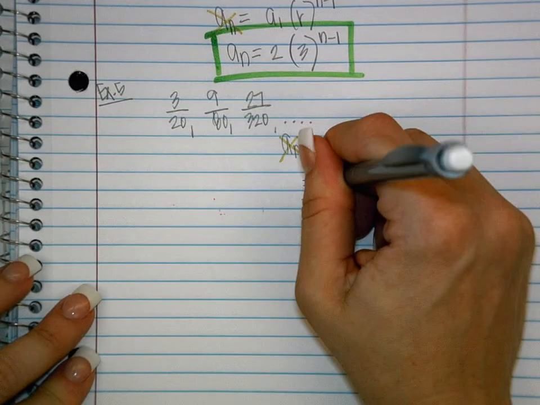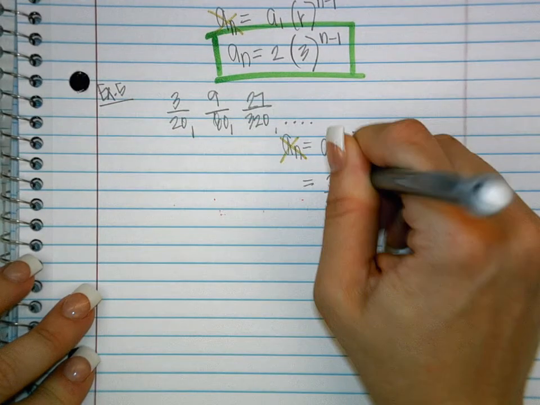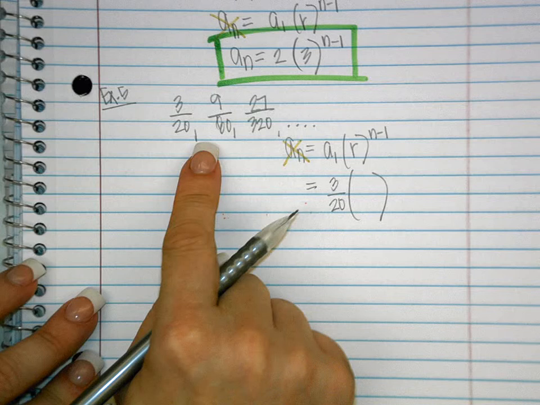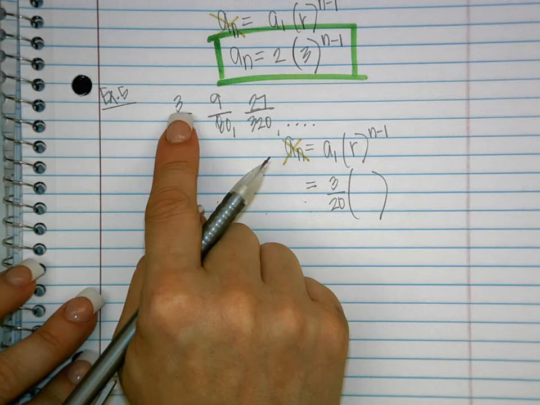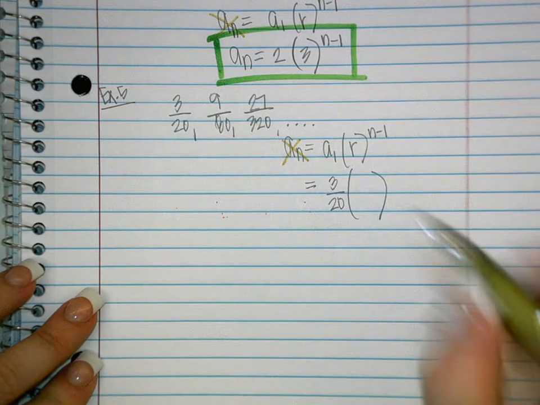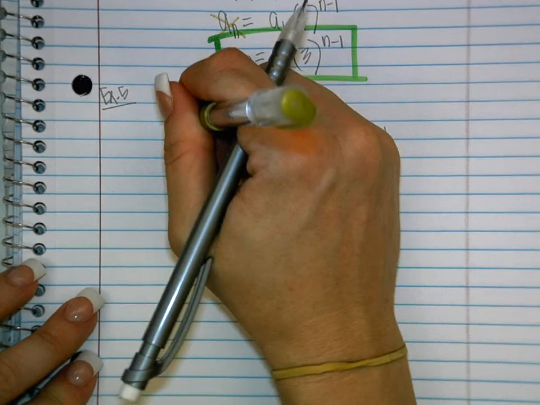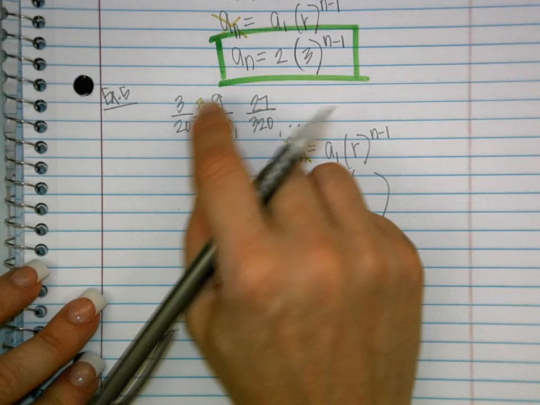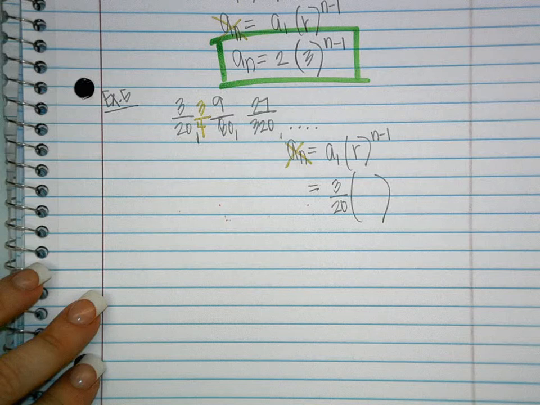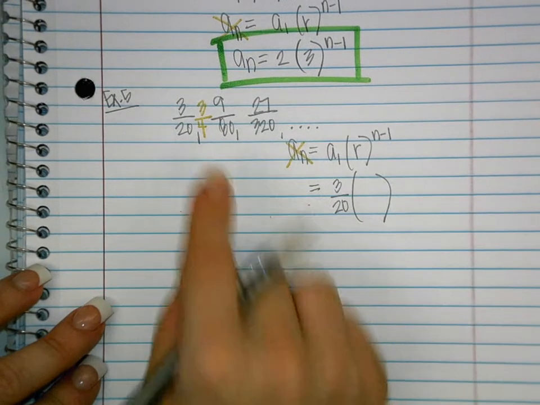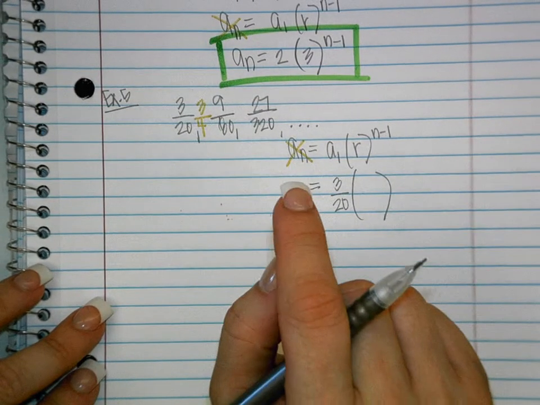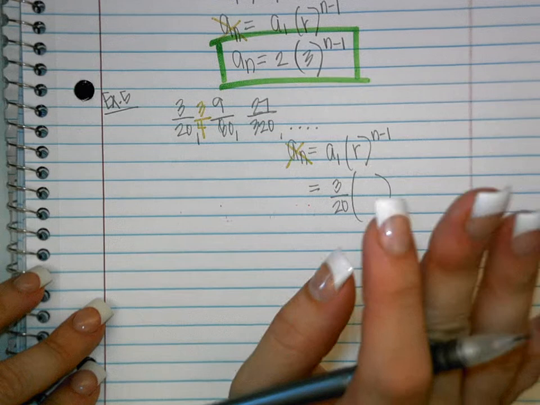3 over 20. Multiplied by the ratio. How do I get from 3 to 9? What would I multiply by? 3. How do I get from 4 to 80? 4. Now, if for some reason you could reduce that, you should. It almost never happens that it should be reduced, but if it could be reduced, you should reduce it.